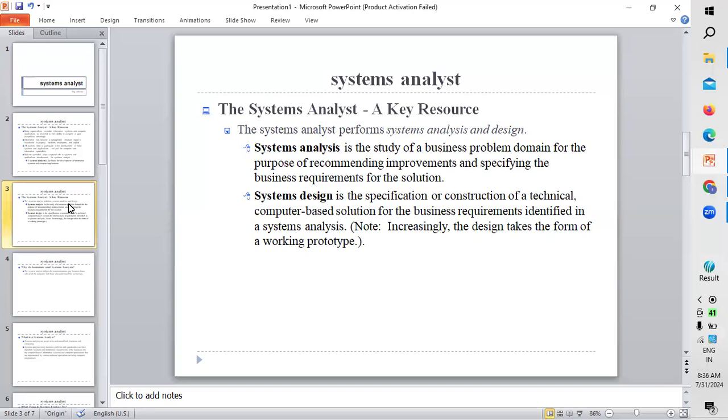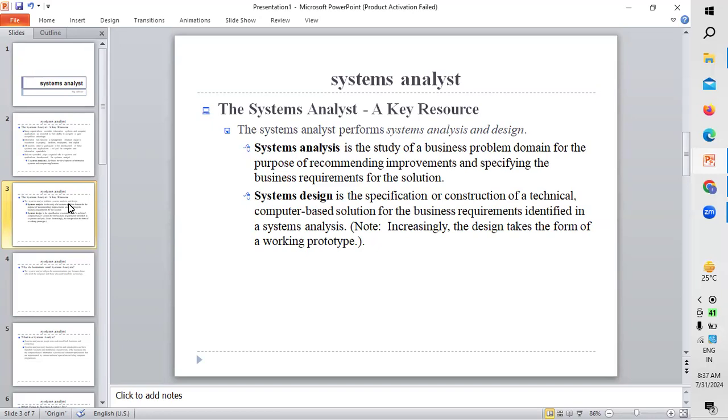Generally, systems analysis, from a broader context, we categorize into two different parts. One is system analysis, the second is system design. Systems analysis majorly focuses on the study of the business problem, with the purpose of recommending improvements for specific business requirements for the solution. This is all from a technical point of view, what system analysis is all about.